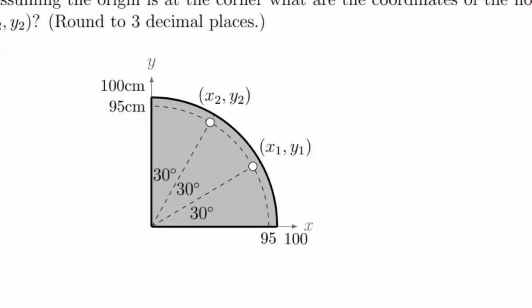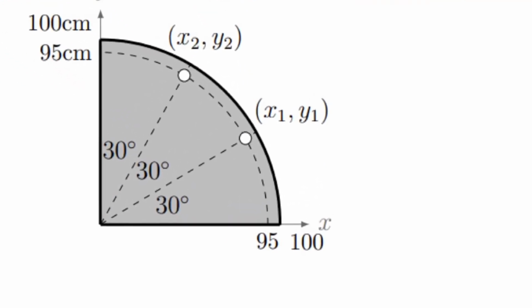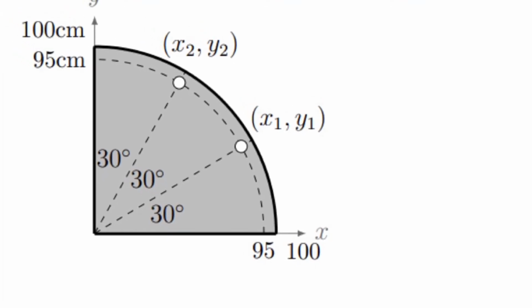All right, so if I enlarge this a little, I can see that my radius, 95, is here and also here.